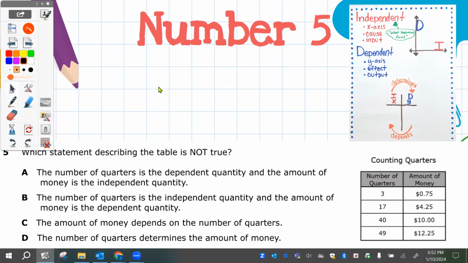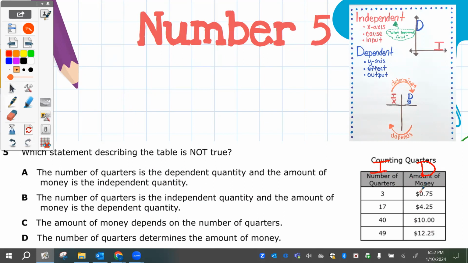Looking at number 5, it says which statement describing the table is not true. So we're looking over here. So first of all, as I skim through my answer choices, I see a whole lot of independent, dependent, depends, determines. So I want to go ahead and label this. I know that this is independent and this is dependent. So on your paper, make sure you have that labeled as well. In fact, you should probably be in the habit of going ahead and just labeling it to begin with.